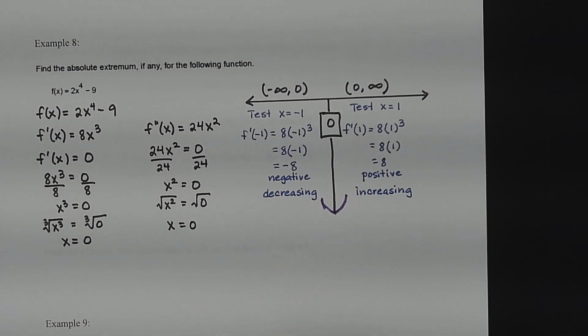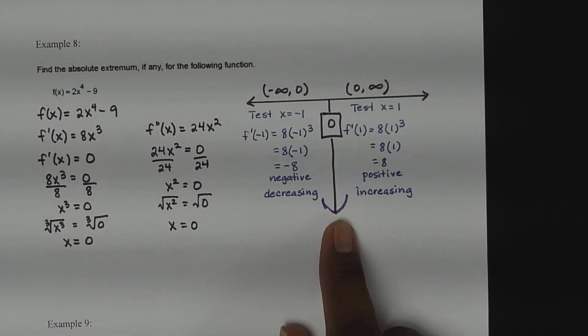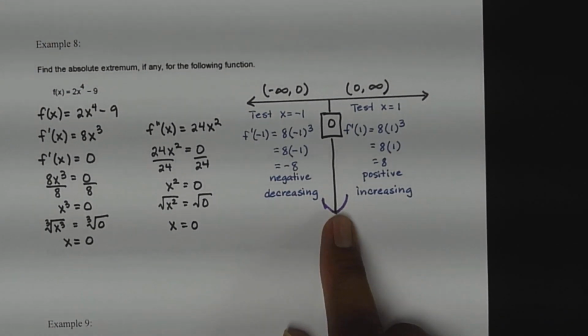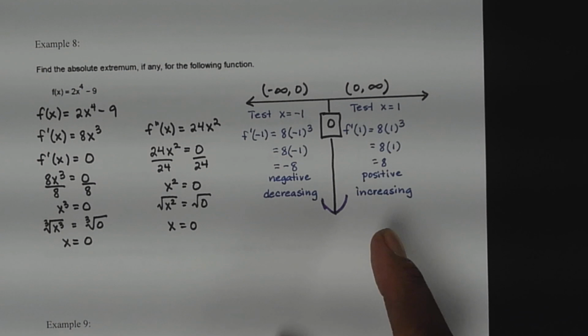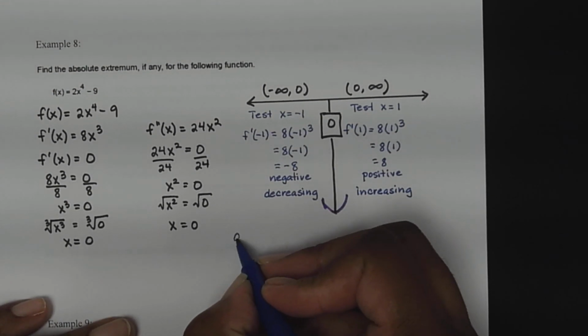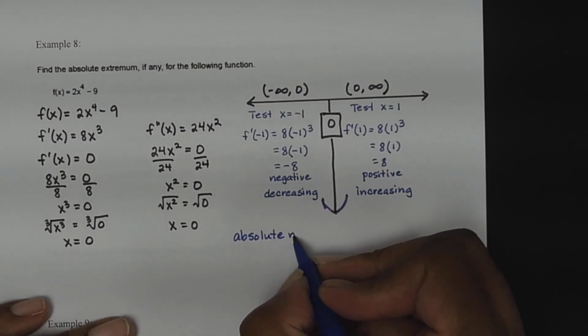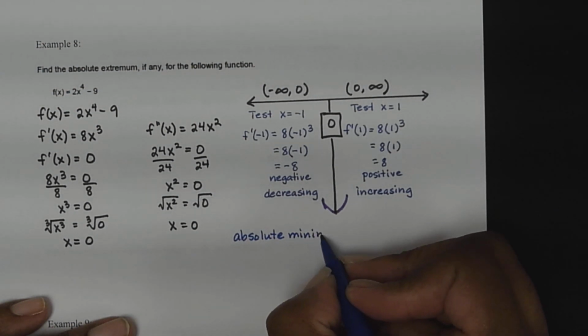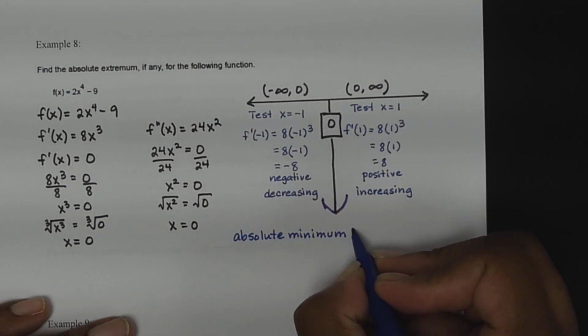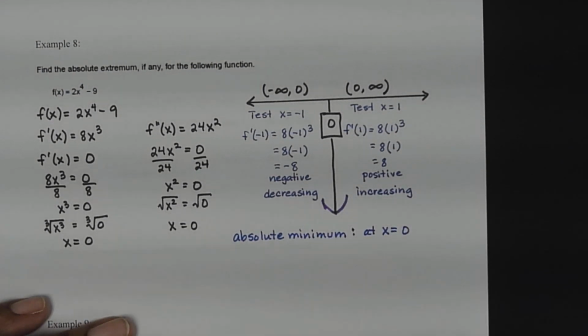That tells me at 0, I have an absolute minimum, because I only have one critical number. That has to be the absolute minimum. So here, the absolute minimum is at x is equal to 0.